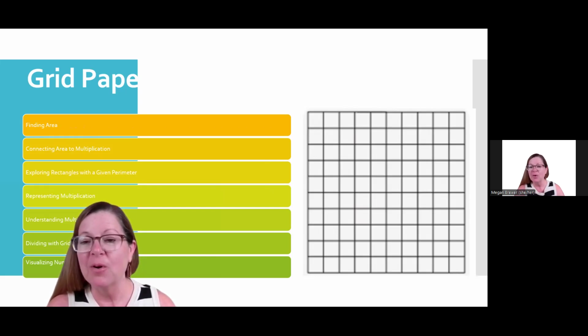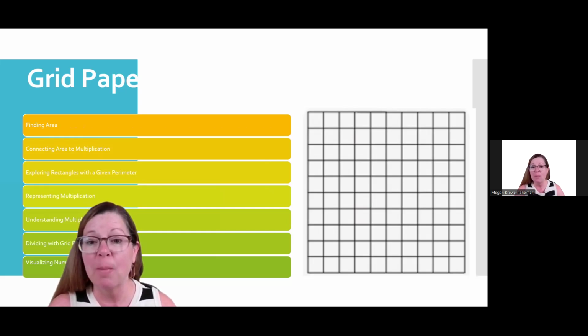Dividing with grid paper. Grid paper can be used to model multiplication and division problems where students can visually represent the division process by grouping objects, squares on the grid, into equal sets. Visualizing numbers. Grid paper can help students visualize the place value of digits, particularly when representing multi-digit numbers.